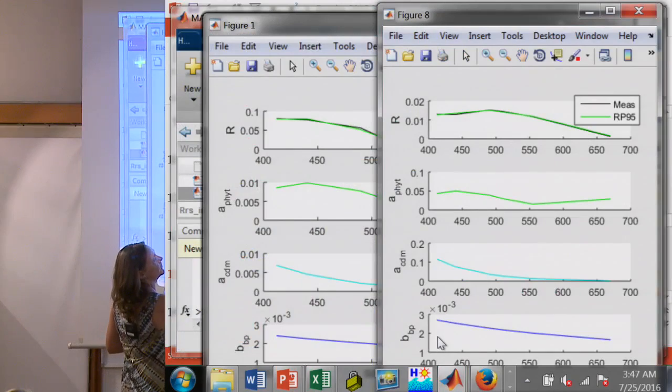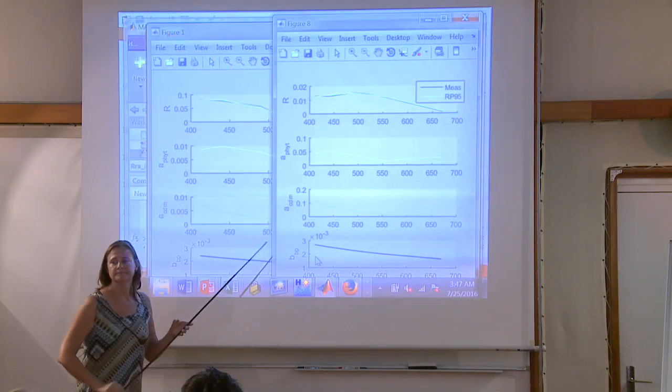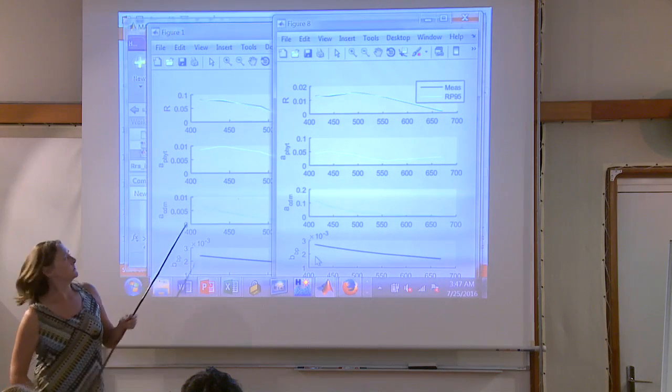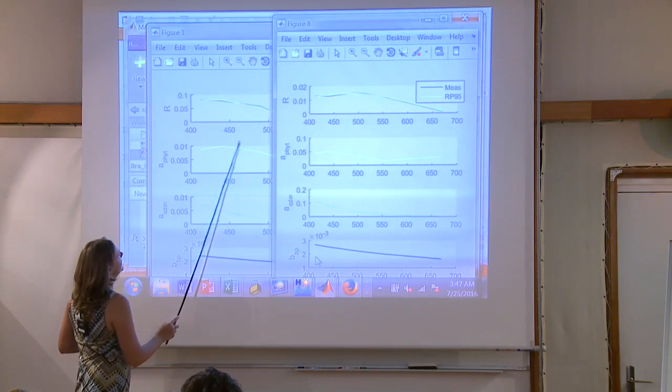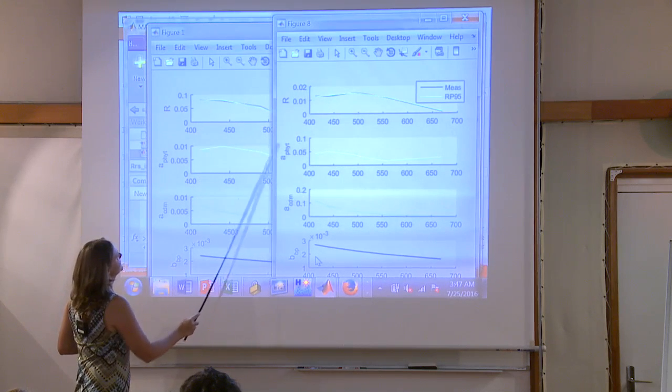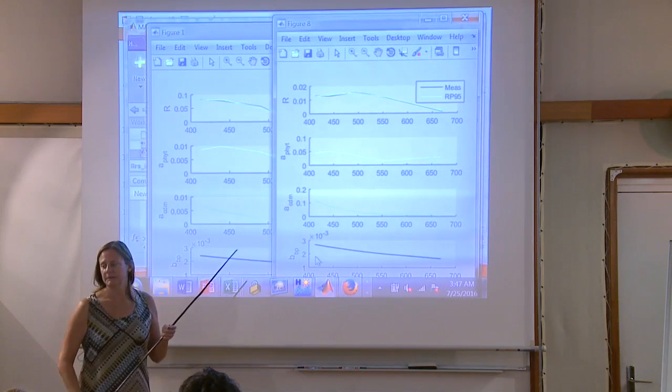That's as we got close to the coast, so the maximum here is around 490 as opposed to over here around 440. Okay. And you can see that the values of the reflectance are quite different too, as are the retrieved concentrations. So this is less than 0.01 and this is closer to 0.05. Okay.